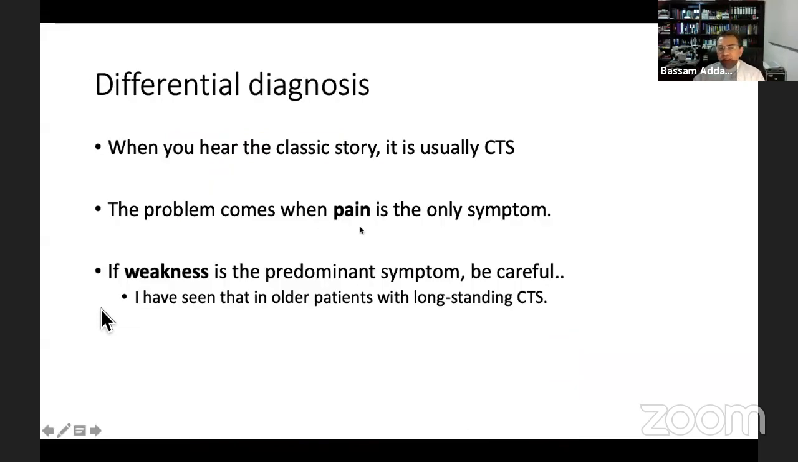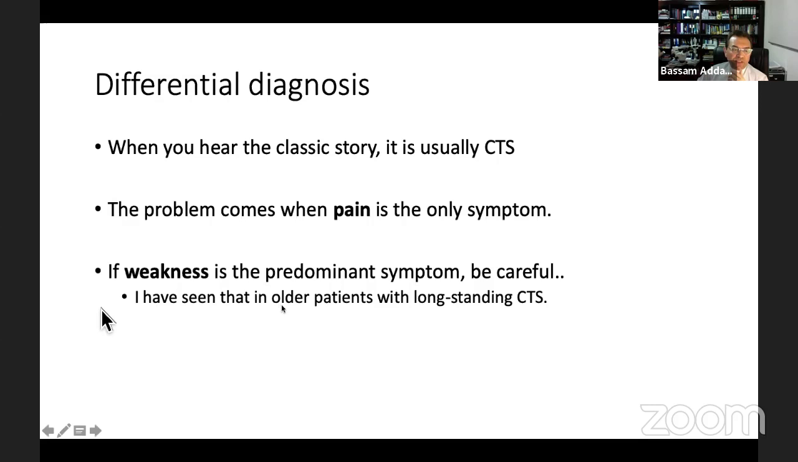Now, be very cautious in CTS when pain is the only symptom. Remember that numbness has a much better value in localization than pain. And when pain is the only symptom, make sure that you are not missing another etiology. Also, if weakness is the predominant symptom, be careful that you are not missing a more proximal lesion or a generalized disease, particularly motor neuron disease or ALS, of which I remember at least 4 cases that we were able to diagnose from patients who presented as CTS cases.